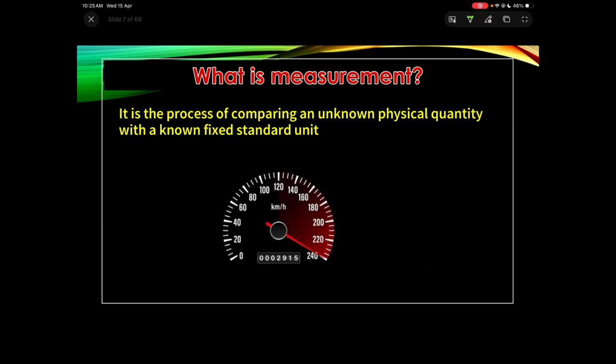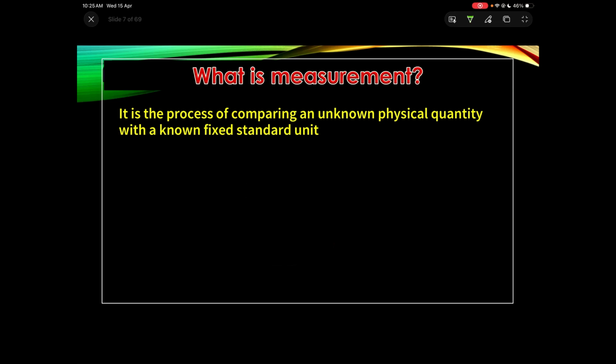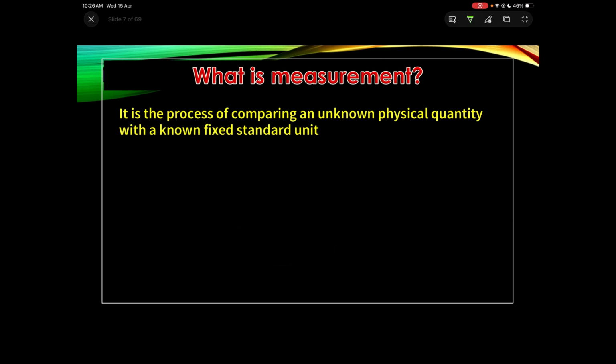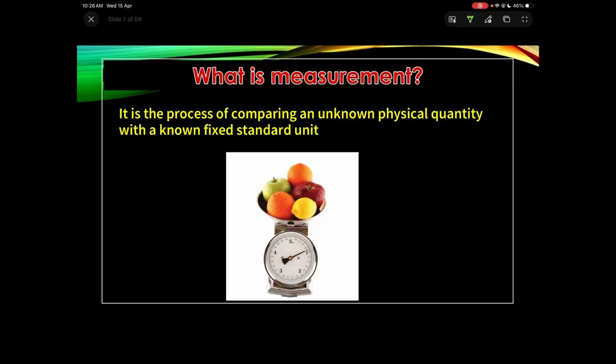Another example, look at this. You want to measure the speed of a car. You are measuring the speed of a car by comparing its value with a speedometer, which gives you approximately 240 kilometers per hour. Now, another example: you want to measure the total mass of this, which is unknown to you, and you are comparing it with a standard unit, which is kilogram, and on comparing its mass with a balance, that gives you approximately 1 kilogram.